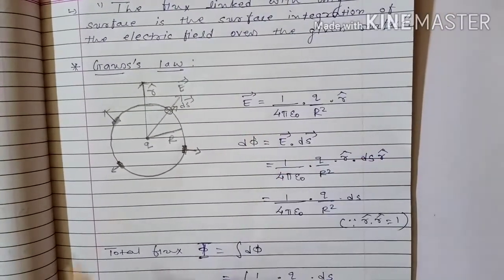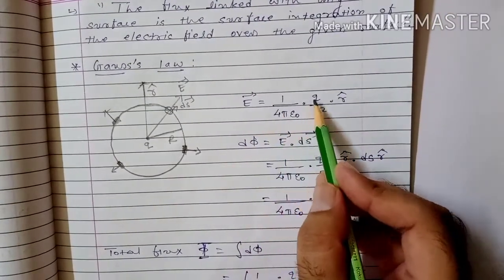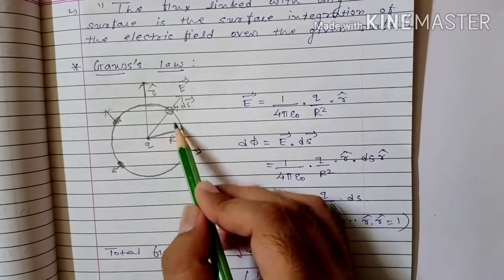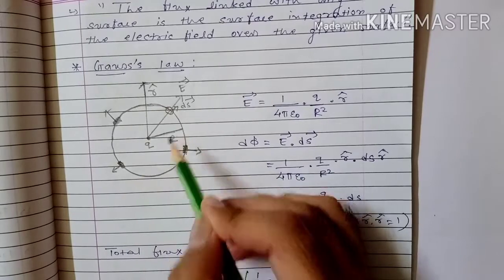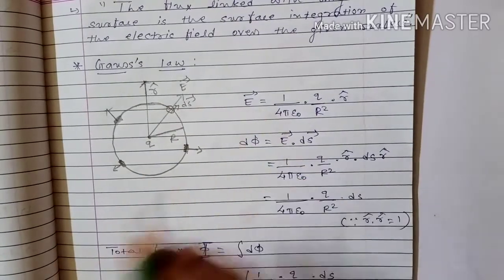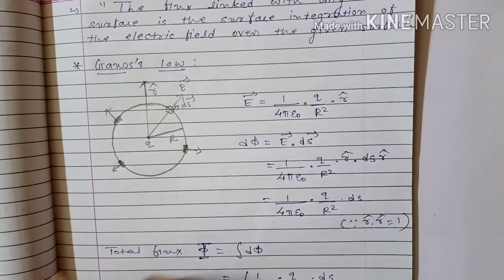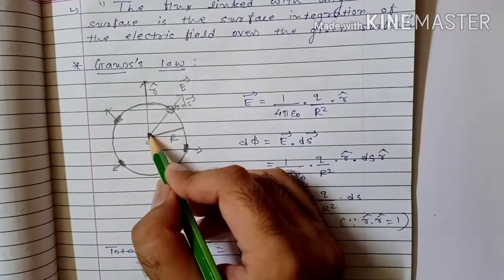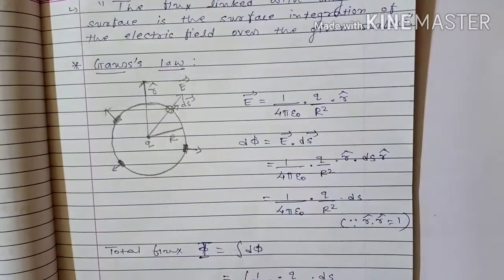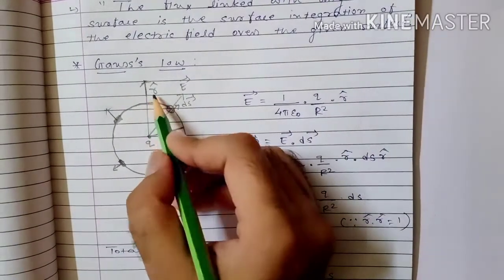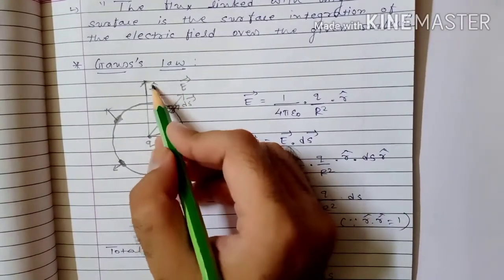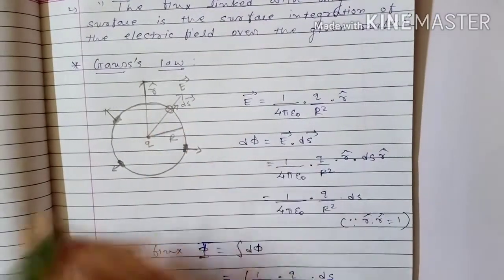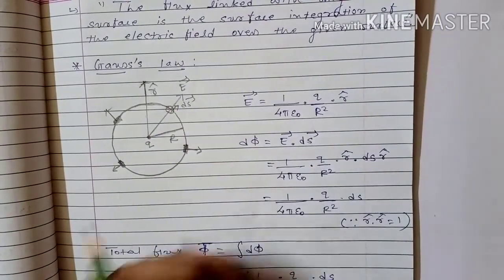Electric field due to a point charge is 1 upon 4 pi epsilon naught into charge upon square of distance. Charge is the same at each and every point of the sphere, and distance will remain the same. Therefore, the magnitude of electric field will remain the same. If we have to find the direction of electric field, it is radially outward. It means the direction of electric field is represented by this unit vector r cap, along the direction of the radius, going away from the center.